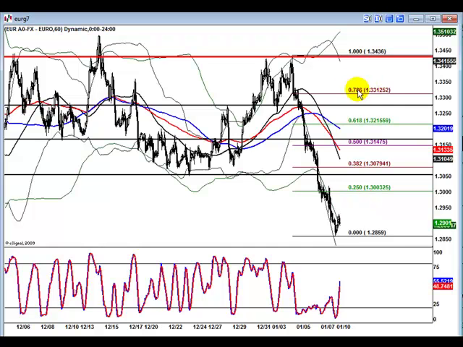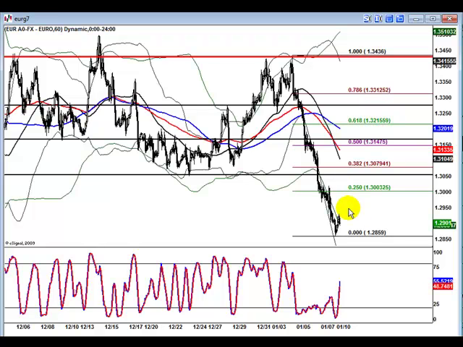So I've got all of those in there: 78.6, 61.8, 50, 38.2, and 0.25. And those are all levels where if the price retraces up to those levels, they would form potential areas or zones from which we might like to trade from if there is a G7 signal.